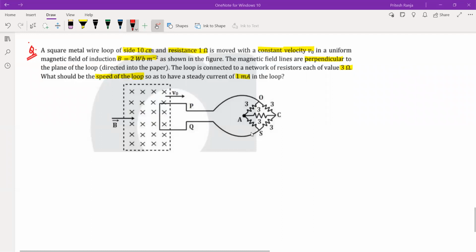So here you can find the total resistance. If you observe here, this is a kind of Wheatstone bridge. So I can remove them. So total resistance क्या होगा? This 3 and 3 are in series, and this 3 and 3 are in series, and they are in parallel. So it will be 3 ohm. Equivalent resistance will be 3 ohm.